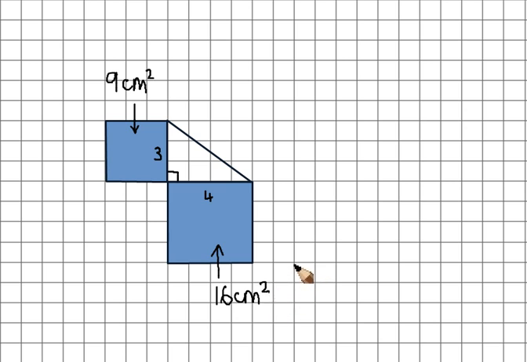Now, in a similar way, I can draw a square off the longest side. We call the longest side the hypotenuse. And the hypotenuse you can always find because it's the one that's opposite the right angle. So I'm just going to draw a square now off the longest side of that right angle triangle.